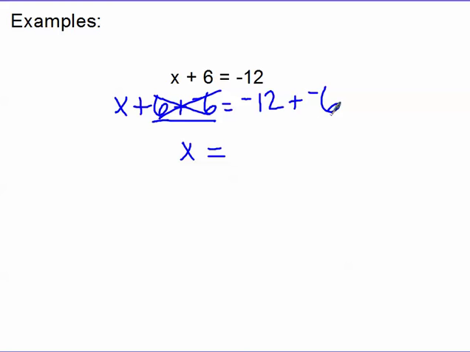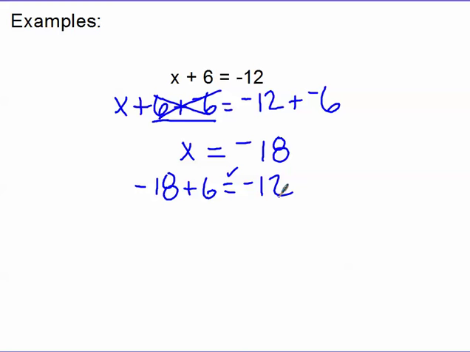Well, we know in addition that if our signs are alike, we add them and keep the sign. So we end up with negative 18. So if I were to take this negative 18 and plug it back into the original equation, negative 18 plus 6, that should make this a true statement. And it does. Negative 18 plus positive 6 does give us negative 12.